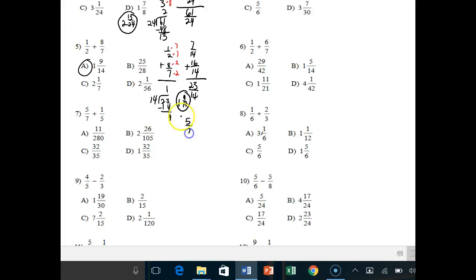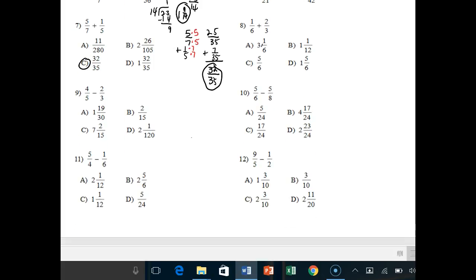Number 7. We'll write it over here since I got a little big on that one. 5/7. Please make sure it's nice and neat, guys, just like I have it right now. Plus 1/5. Times 5, times 5, times 7, times 7. So I get 25 over 35 plus 7 over 35. Let's add this up. I'm lucky this time, I get 32 over 35. That is a proper fraction that is fully simplified, so that's why C is my answer.